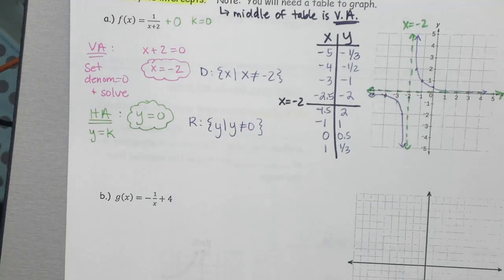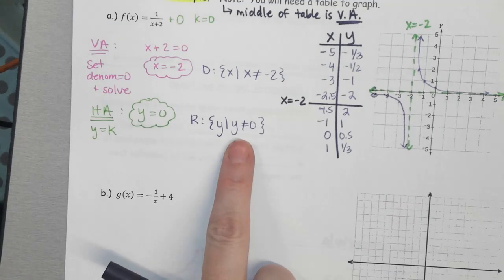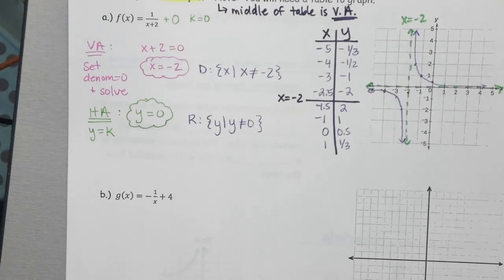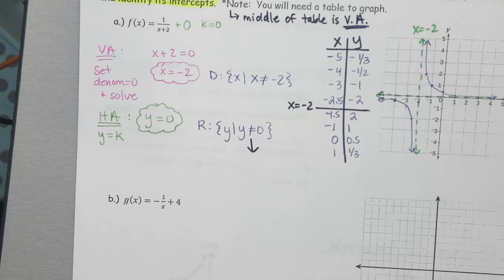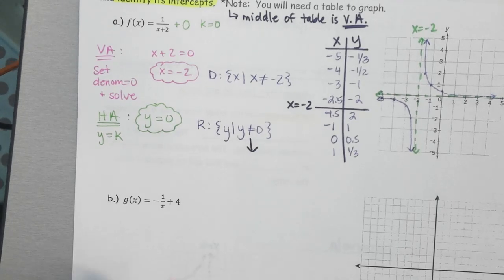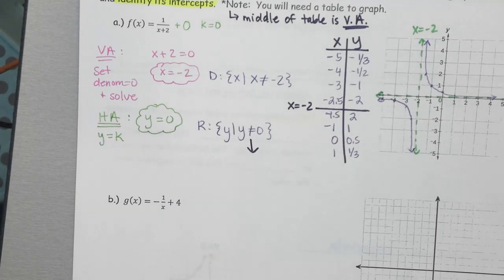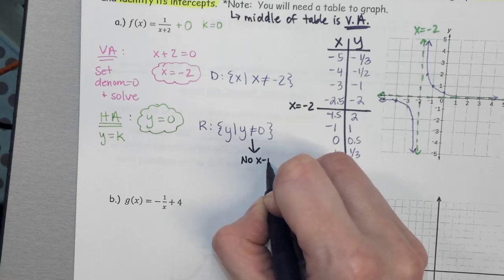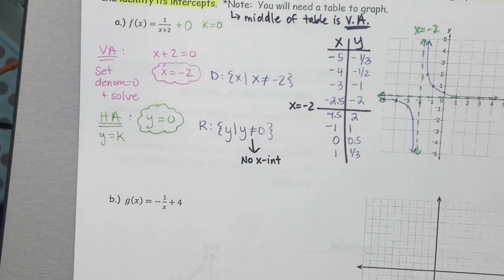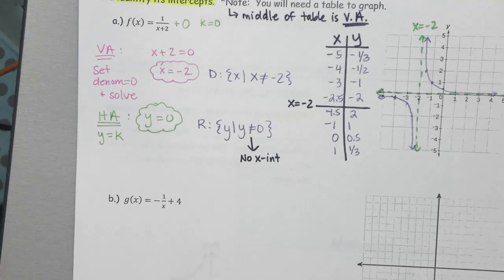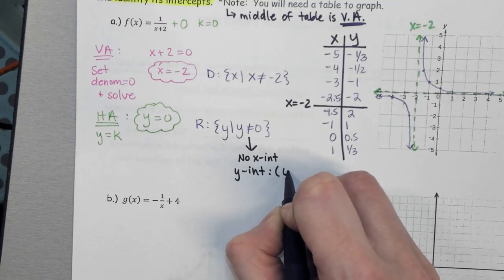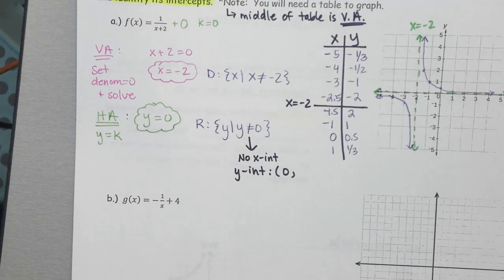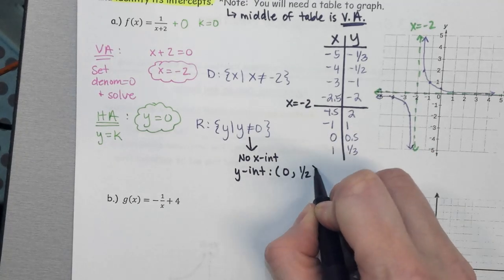Okay, and then the last thing we have to do is identify the intercepts. So if you look at these values, this says y can't be 0. Do you guys know what that means in terms of your intercepts? What intercept always has the y value be 0? The x, right? So this means there's no x-intercept. Okay? So if y can't be 0, there is no x-intercept to be found. The y-intercept is where x is 0, and that's actually in our table. So it's 0, 1/2, or 0.5.